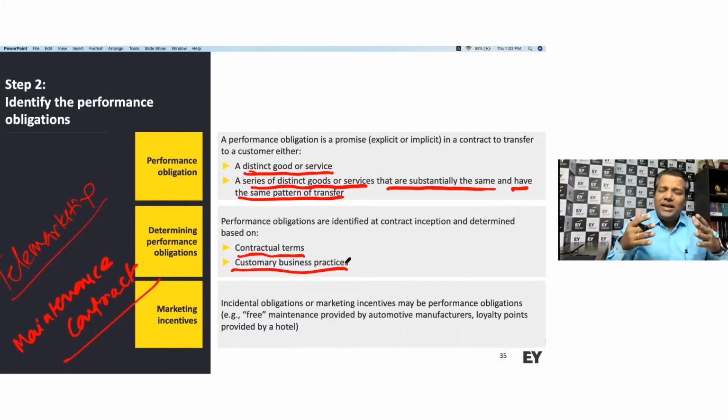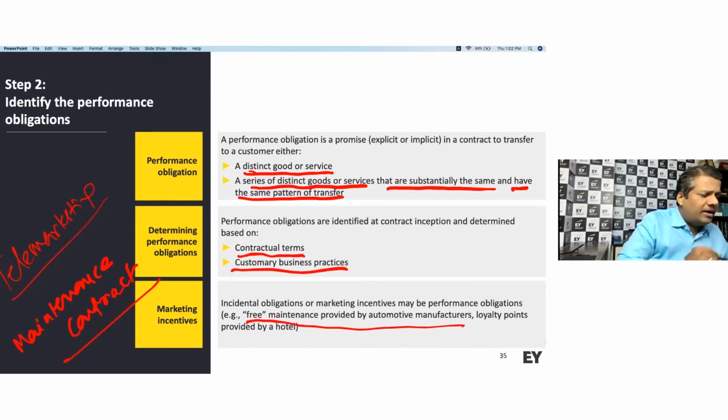But if you say that you are entitled to a discount if you were to purchase in future, right, then in a way we have to evaluate whether that is a material right. And if that is a material right which I've offered to the customer, then that may become a separate performance obligation, right? An example is a free maintenance period provided by the automotive manufacturer.